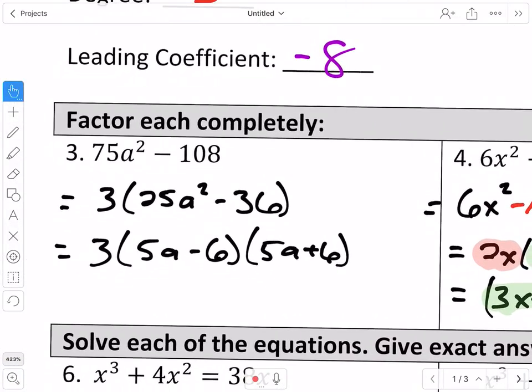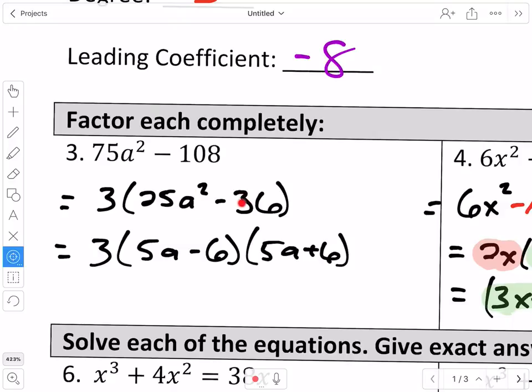Number 3 is supposed to factor. So you want the terms in descending order with respect to the exponents. You like your leading coefficient to be positive. GCF of these two terms is a 3. If I divide 75a squared by 3, I get 25a squared. If I divide 108 by 3, I get 36. We have a minus, we have a minus.